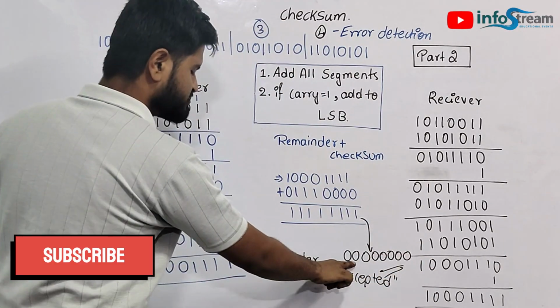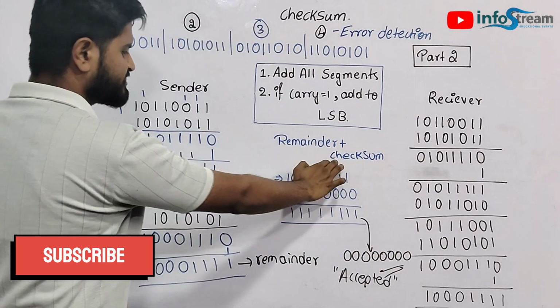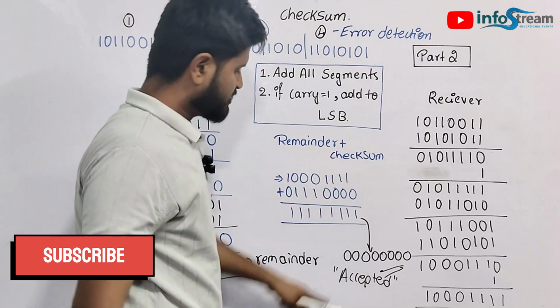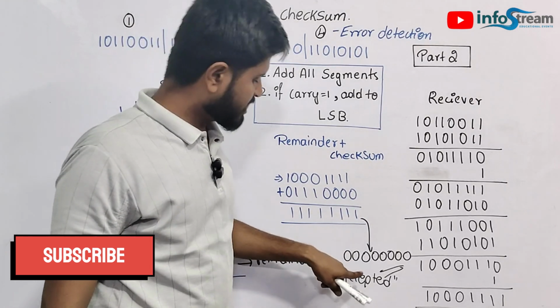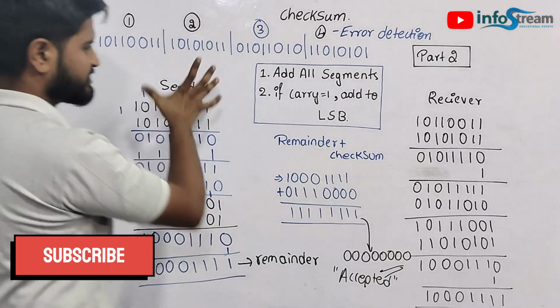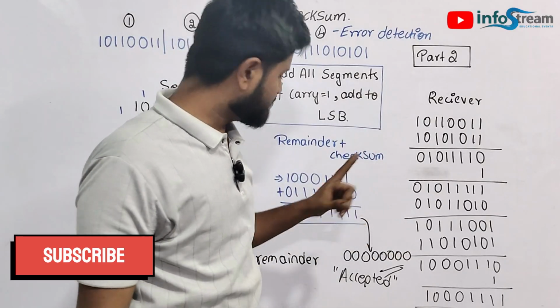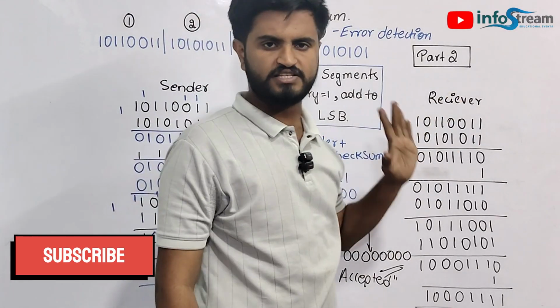When you get 0 as the value at the receiver side, when you add the remainder with the checksum and complement its sum, when it is equal to 0, you can write it as accepted and you can conclude the sender side message has been received at the receiver side without any error. So the message is accepted at the receiver side.